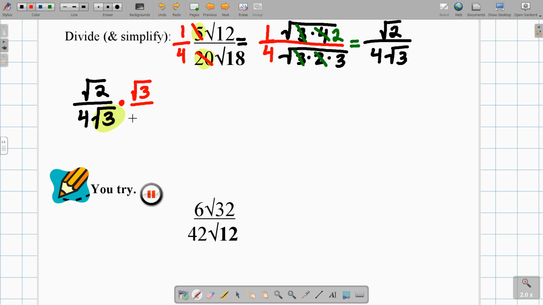I want you to try the same process on this problem on your own. It's okay if you're wrong. Just do whatever you can do. Pause the video, try it on your own.